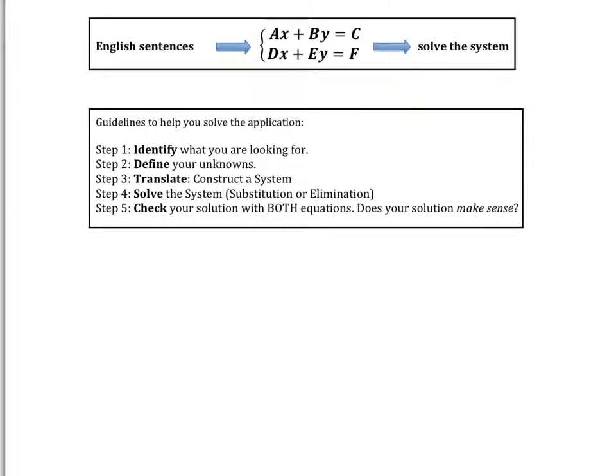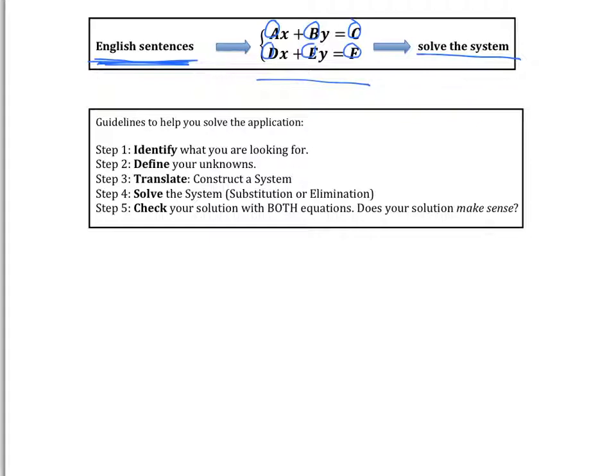Okay, so now that we know how to solve systems of linear equations by graphing, substitution, and the addition method, now we're just going to construct these systems. This is basically the big picture here: you're going to be given a word problem, English sentences, and then you're going to translate it into a system of linear equations, where you are finding your A, B, C, D, E, and F, and X and Y are unknowns. And then you're going to solve the system, choosing any method you prefer.